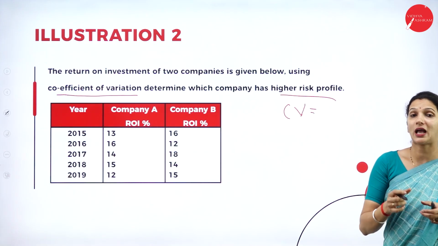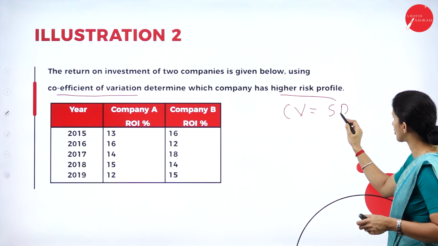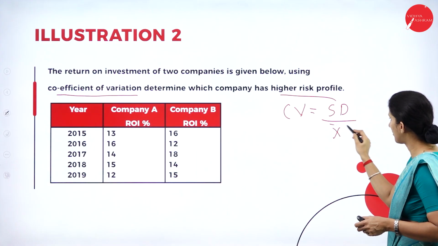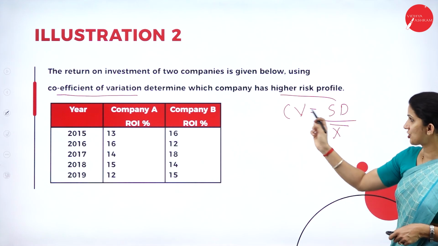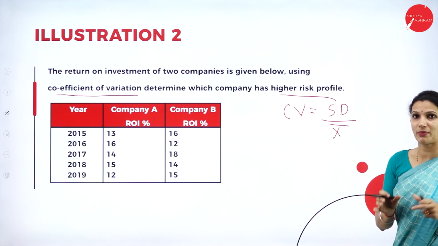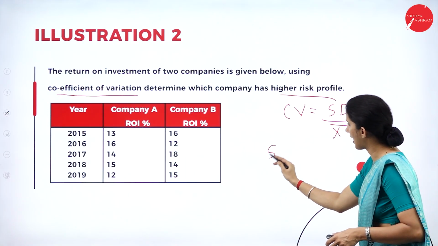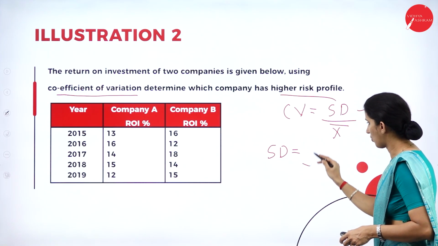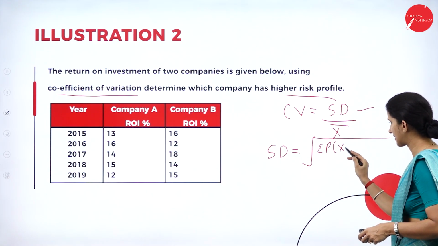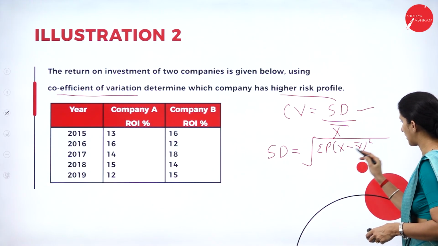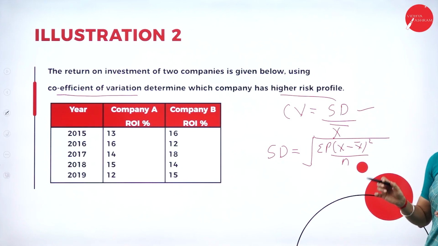Right. So your formula to calculate the coefficient of variation is standard deviation divided by arithmetic mean. We have discussed this in the previous session. So that means first we need to find the standard deviation. Your standard deviation is the root of sigma p into x minus x bar square divided by n. This is the formula we use to calculate the standard deviation.